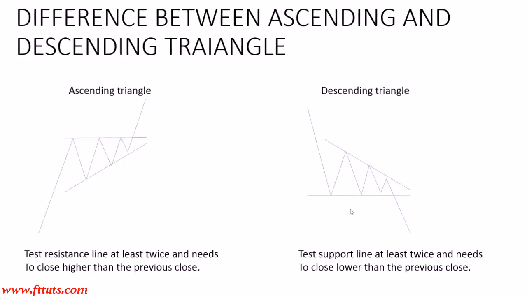Test the support line at least twice and it needs to close lower than the previous close, meaning that for us to say it's a valid descending triangle, we have to have at least 2 points standing. We have to have 2 support points, and then after those, we'll start looking for the third one, the breakout one.